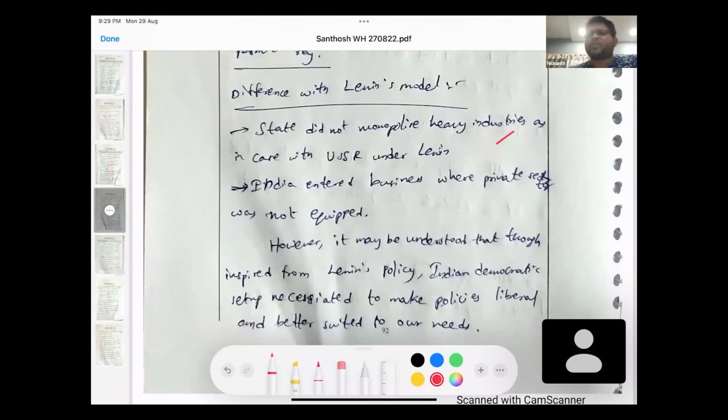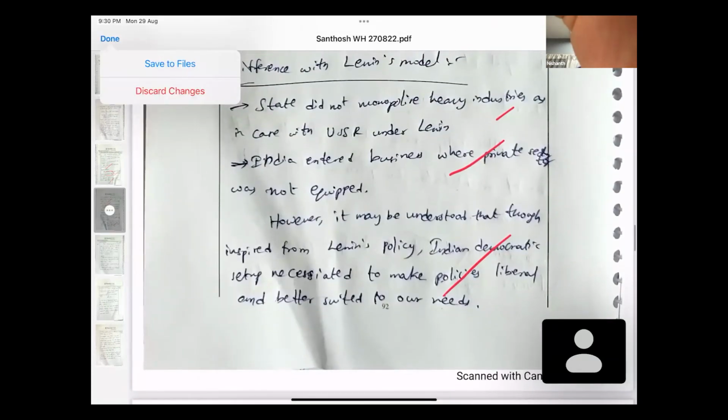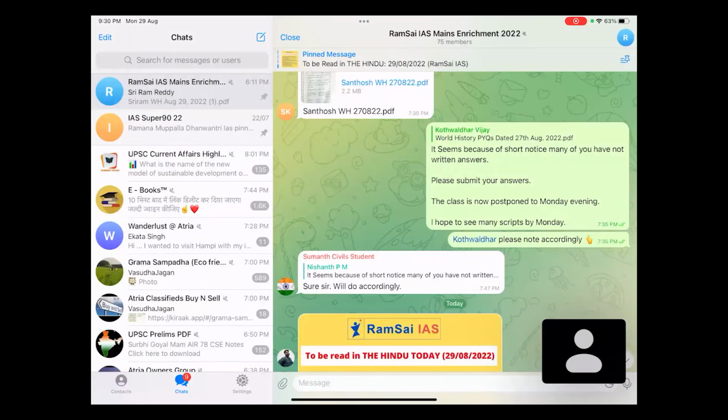Okay, you can write about the role of the planning commission, the other 5-year plans and the mixed economy. Okay, good. The answer is good, but you can write these points also, Santosh. Clear? Yes, sir.